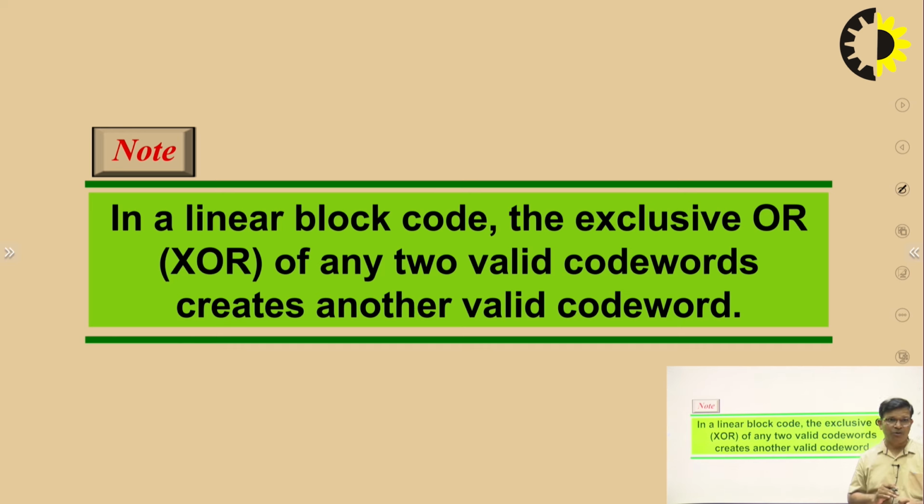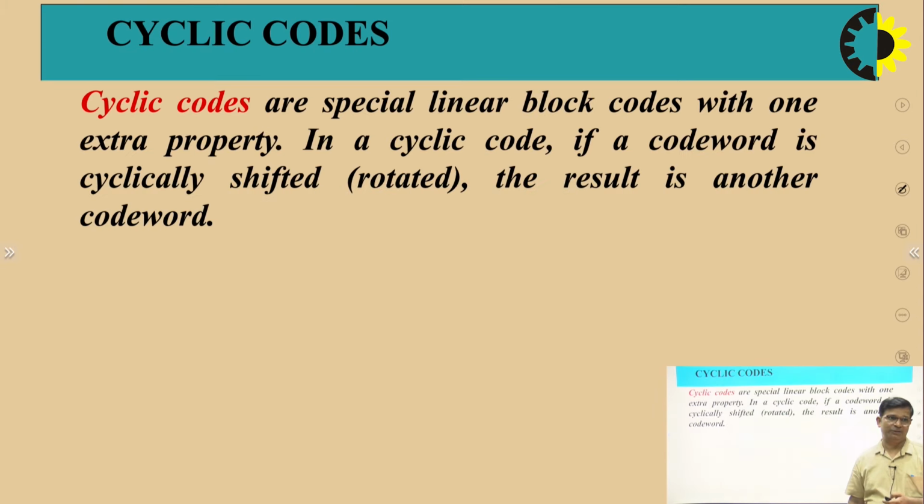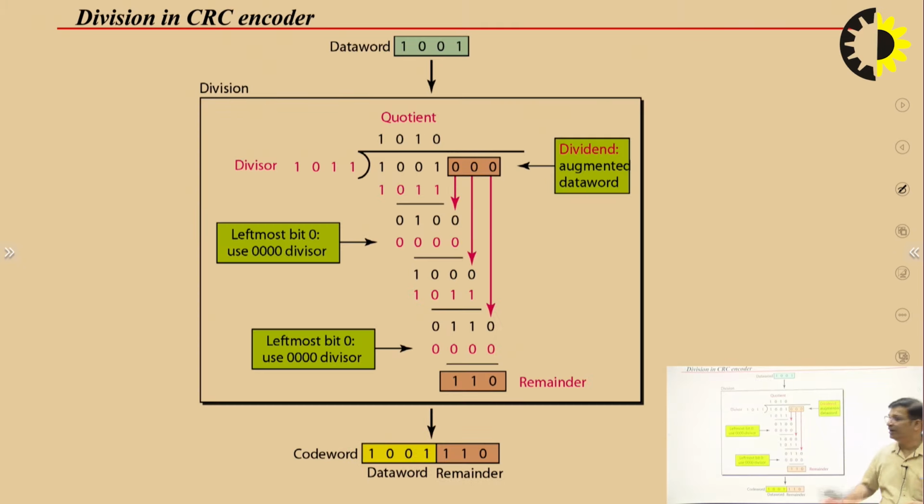In a linear block code, the exclusive OR (XOR) of any 2 valid code words creates another valid code word. Next, a simple parity check code can detect an odd number of errors. So this is another example. Cyclic codes are special linear block codes with one extra property: in a cyclic code, if a code word is cyclically shifted, the result is another code word, like in this example.